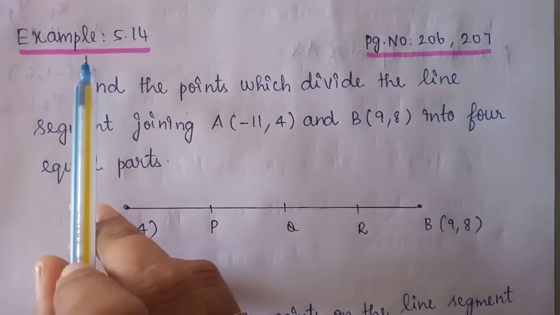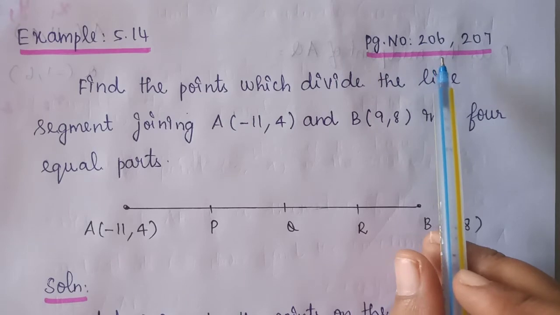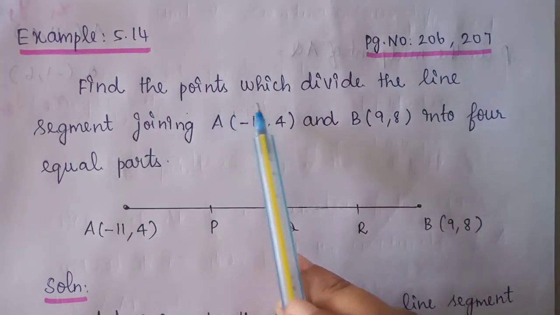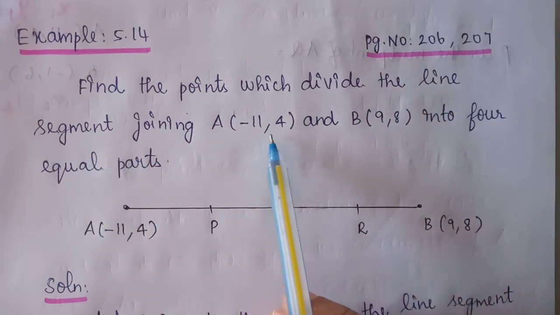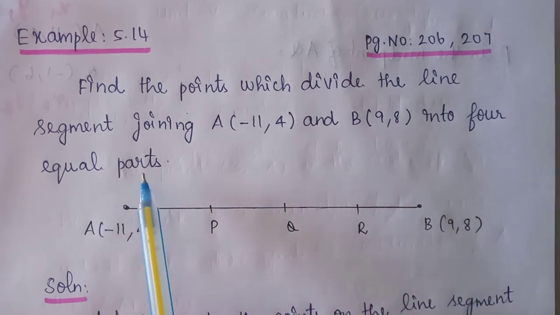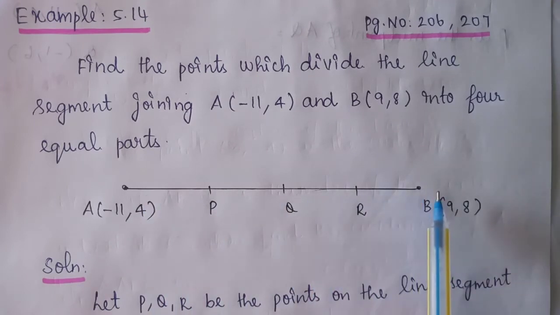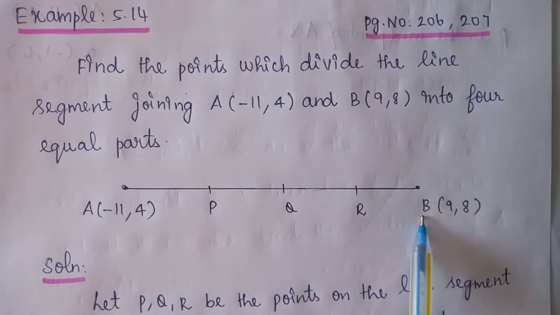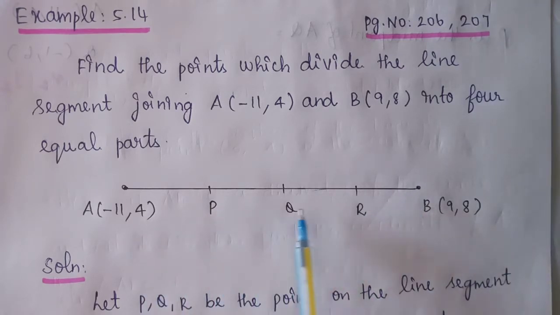Next we are going to see example 5.14, which is on page number 206, and the continuation is on page number 207. Find the points which divide the line segment joining A(-11, 4) and B(9, 8) into 4 equal parts. So this is the diagram. Here is the line segment AB. The coordinates of A and B are given. Then you have to divide the given line AB into 4 equal parts.